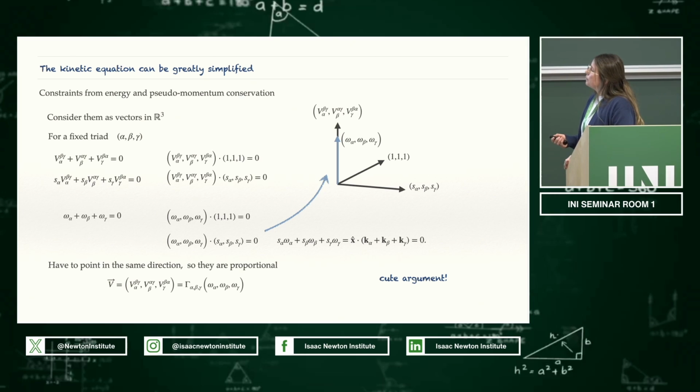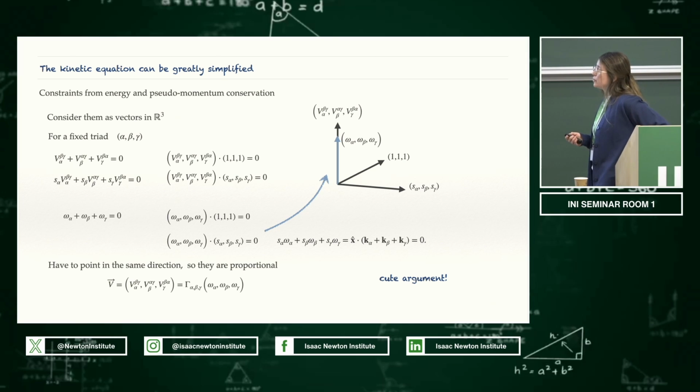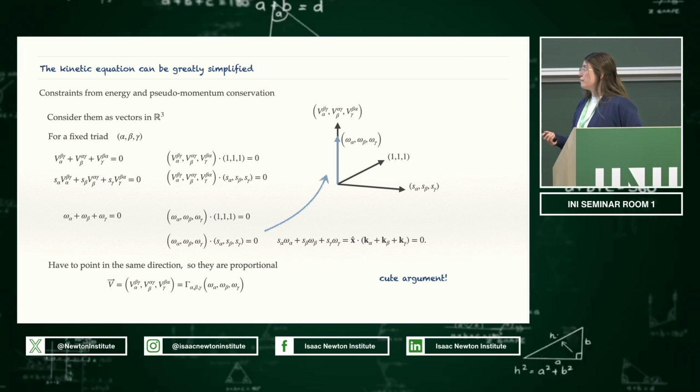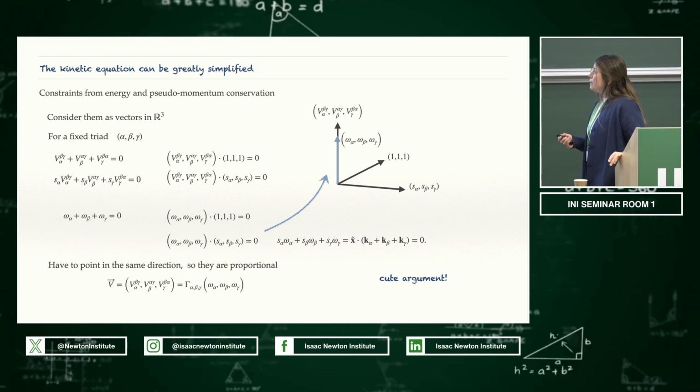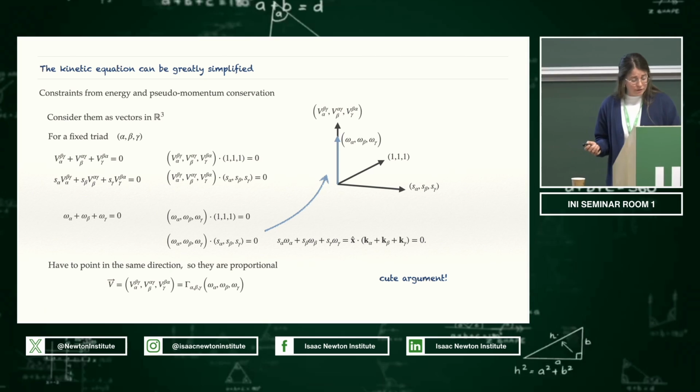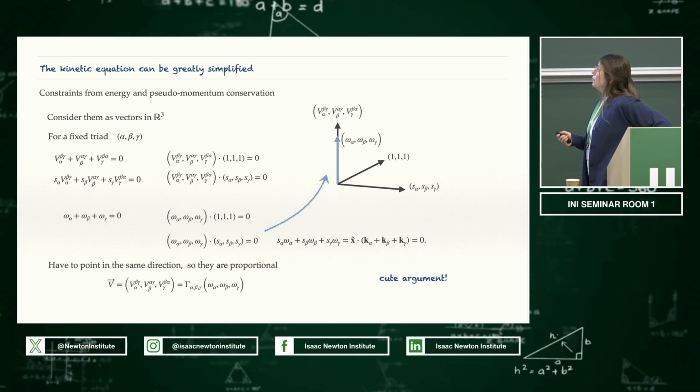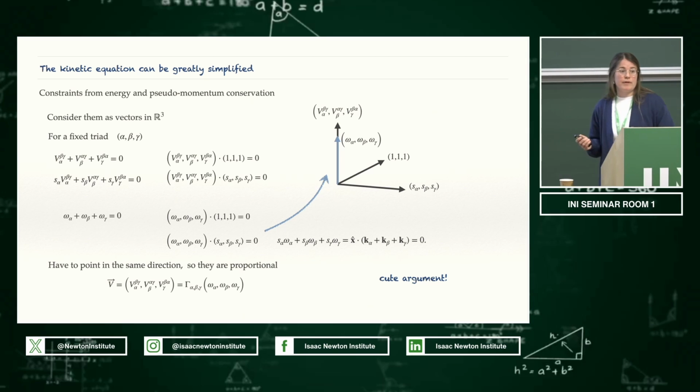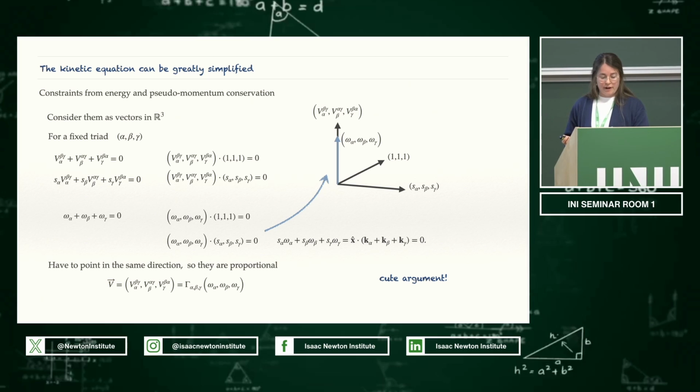I will just say that quickly. If you remember, we have the constraints coming from energy conservation and pseudo-momentum conservation. For every triad α, β, γ, you can think of them as vectors in 3 dimensions, and then you get that they must be orthogonal to two other vectors. The vector of coefficients must be orthogonal to the vector (1, 1, 1), and also to the vector of coefficients coming from the pseudo-momentum conservation. Then if you consider these constraints on the resonant manifold, you get that the vector of frequencies must point in the same direction as the vector of interaction coefficients.